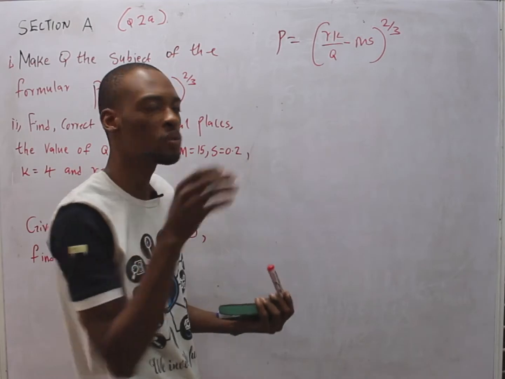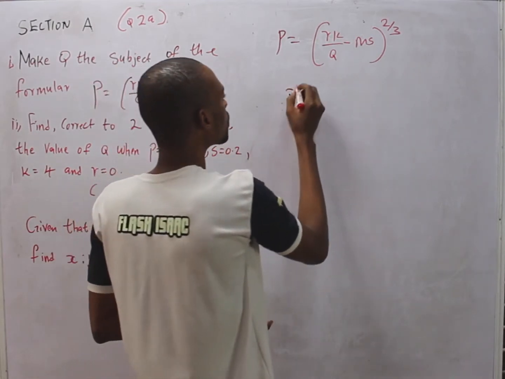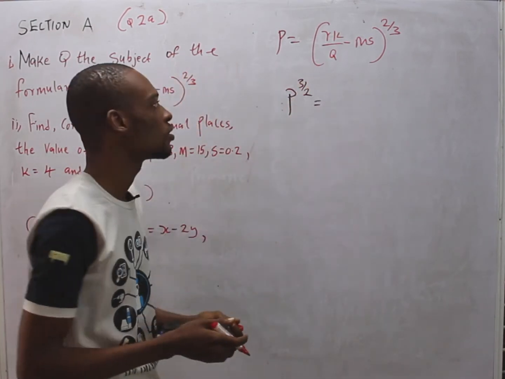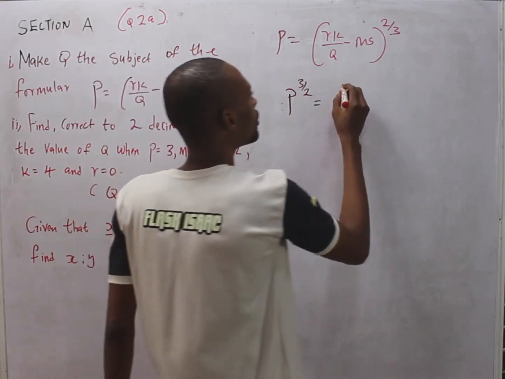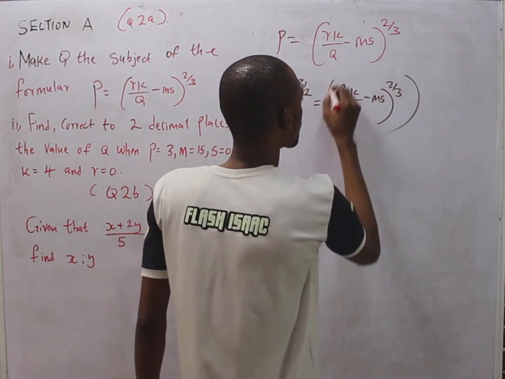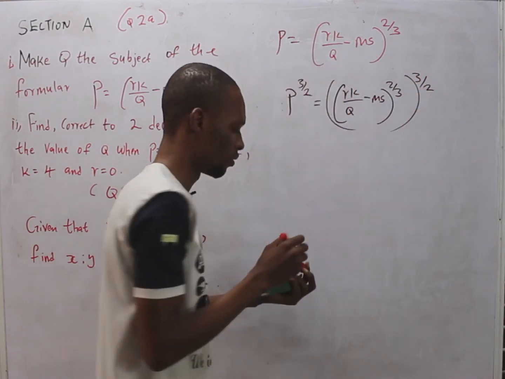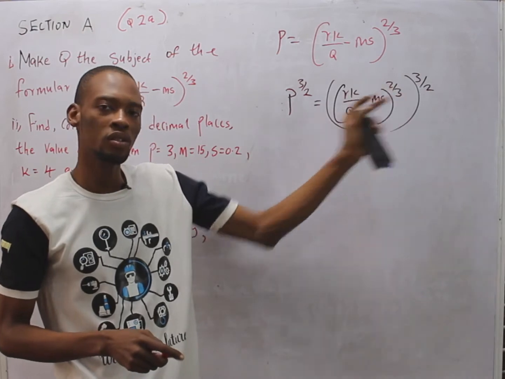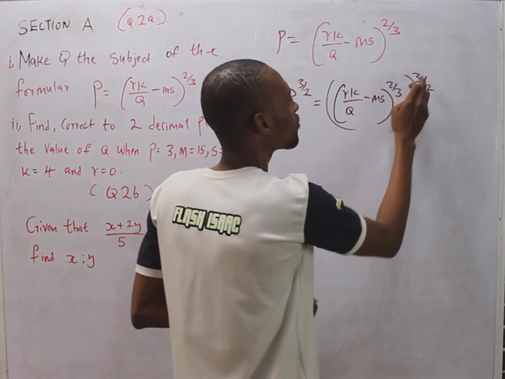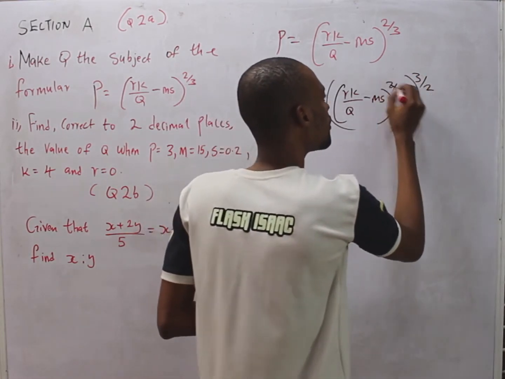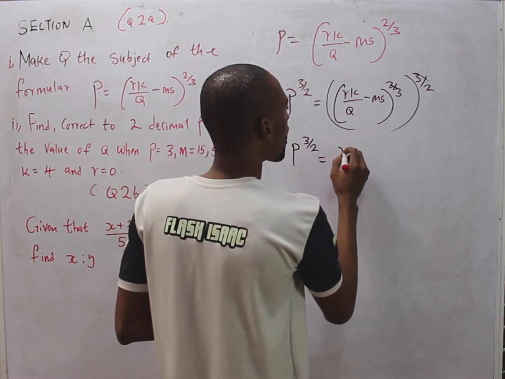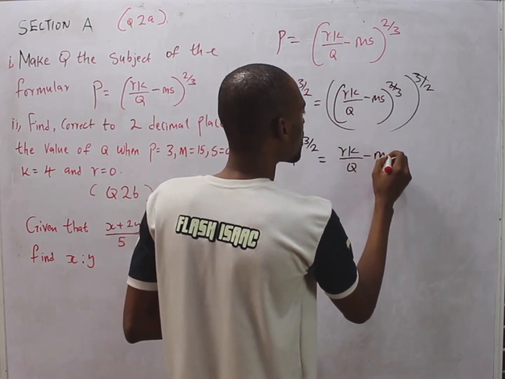This is the first thing we do. We multiply P by 3 over 2 by power. So P raised to the power of 3 over 2. Let's do that to this expression. That will be ROK over Q minus MS, raised to 2 over 3. We also multiply here by 3 over 2. What happens to this side should also happen to the other side. From here, 3 times 2, 6. From the denominators, 3 times 2, 6. So this cancels this. That becomes P raised to the power of 3 over 2 is equal to ROK over Q minus MS.